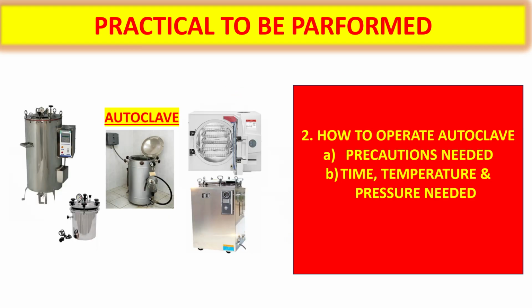So move on to the next practical which you have to perform in a test, that is how to operate an autoclave, what precautions you need, and the time, temperature and pressure we have to set there. For operating the autoclave, at first you have to check the water level. It should be up to the electric coil, that is the heating coil. So the water level should be above this coil.